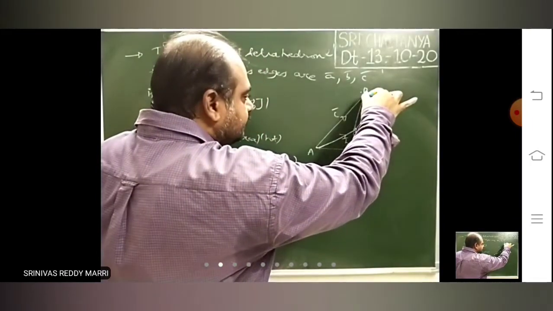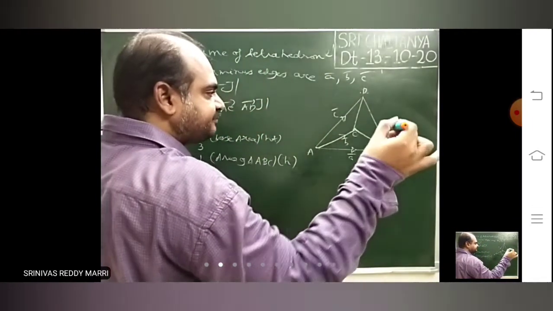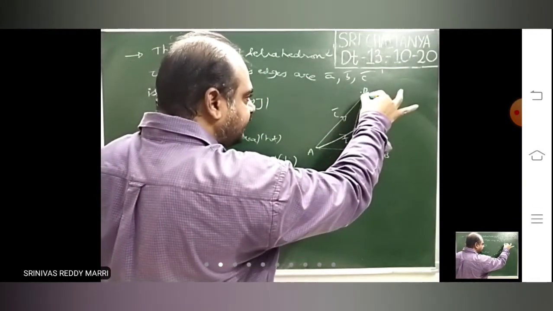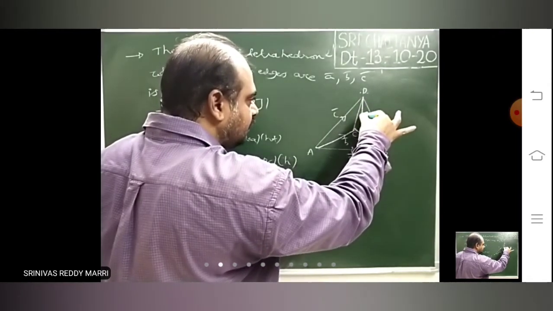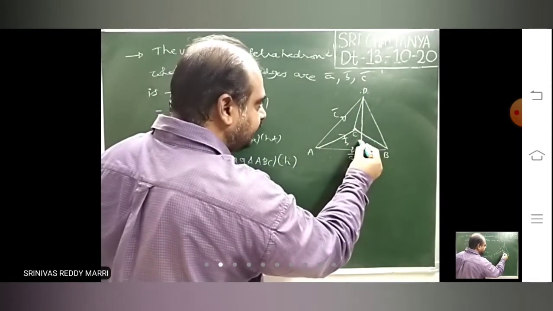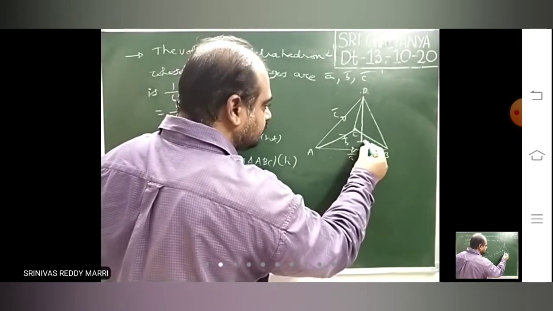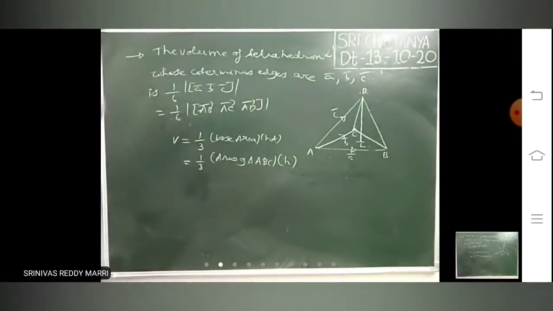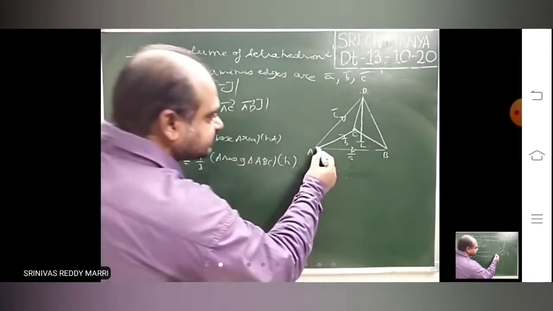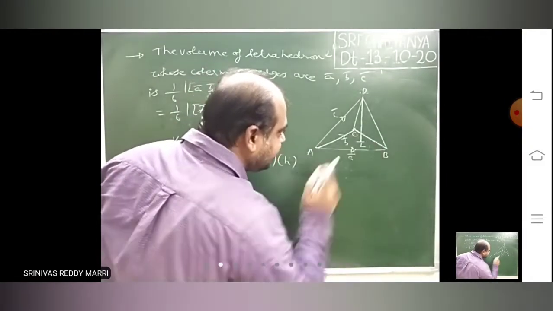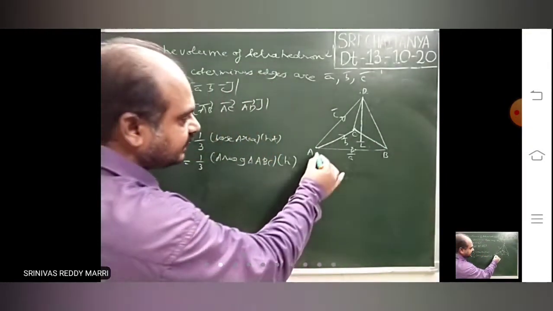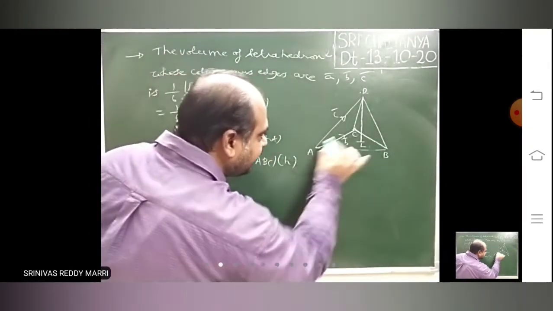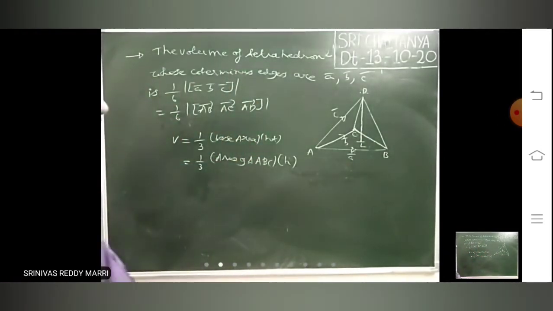Height means, from D, since this is the base, D will be like this. From D, drop a perpendicular onto the plane. Let us say this is L. Now look at this base plane, triangle ABC. A bar and B bar are adjacent sides.